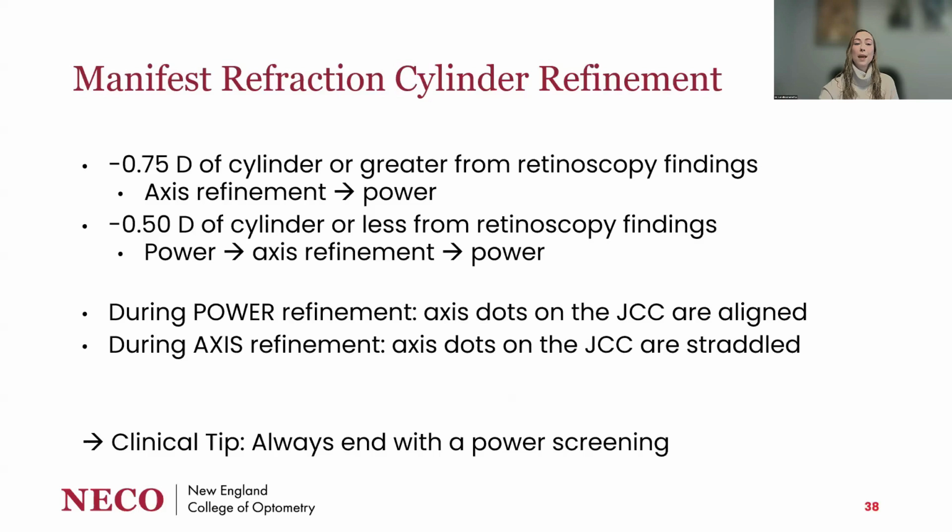If you start with minus 0.75 diopters of cylinder or greater from your RET findings, I recommend jumping straight to axis refinement and then doing a cylinder power refinement. If you have minus 0.5 diopters of cylinder or less from your RET findings, I would recommend starting with power refinement, proceeding to your axis refinement, and doing a final power refinement to check.